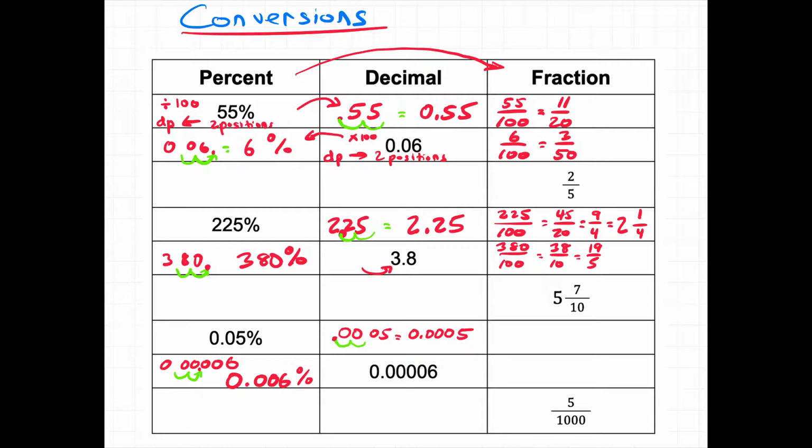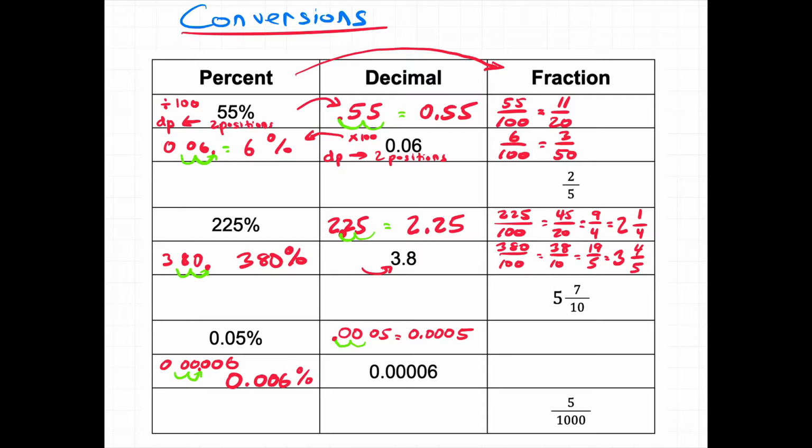So again, we have an improper fraction, and to put it into a mixed number, I can see that 5 can divide into 19 3 times. 3 times 5 is 15, and 19 minus 15 is 4, and our denominator needs to stay the same at 5.